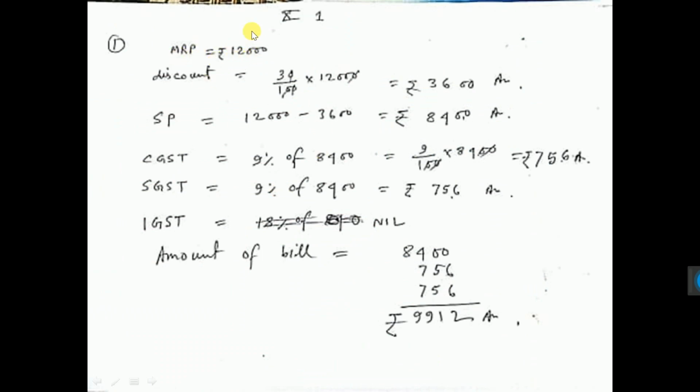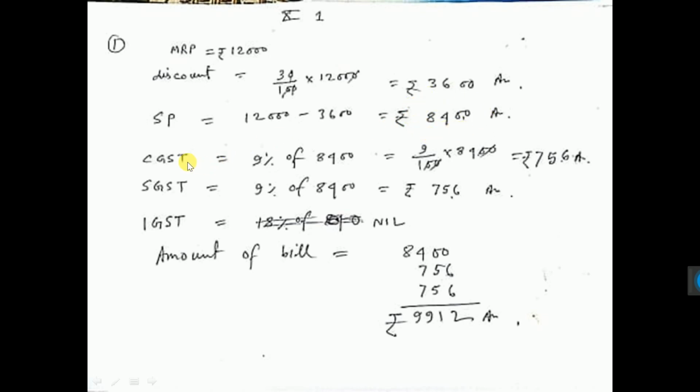MRP is 12,000, then discount is 30%. So 30% means 30 by 100 into 12,000. Now if you do cancellation, 3 12s are 36 and 0 0, 3,600 discount. And selling price, I told, is marked price minus discount. Marked price is 12,000 and discount is this. So you subtract and get the selling price of the article.